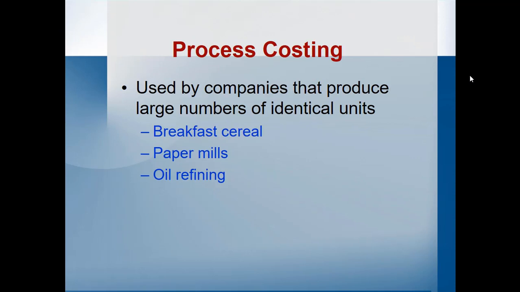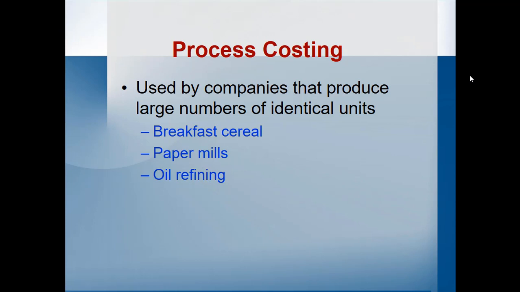Process costing is used by companies that produce large numbers of identical units. For example, let's say I'm Kellogg's company, and I'm manufacturing Frosted Flakes. It doesn't make much sense for me to calculate the cost of each individual box of Frosted Flakes. They probably cost roughly the same thing.